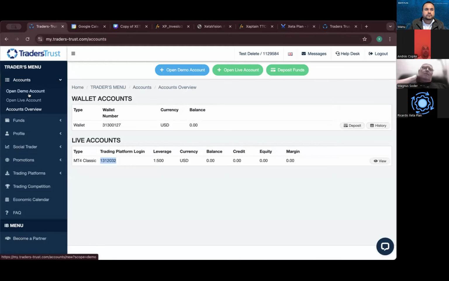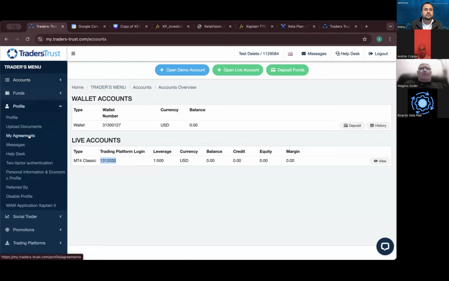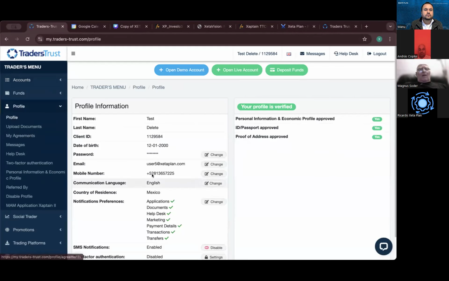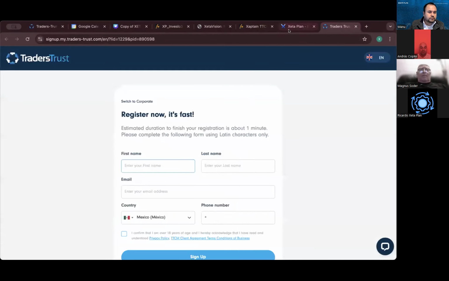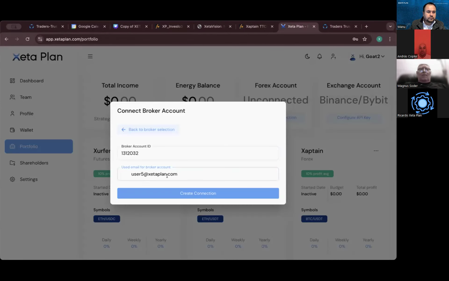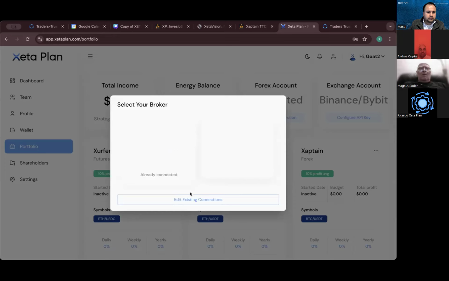If you don't remember what email you used to log in, you'll find it here in the profile section. You'll copy and paste it, and put it right here in the Xetaplan section. Make sure there are no spaces. Create connection, and you're good to go. So please do me a favor, do yourself a favor, get this done.